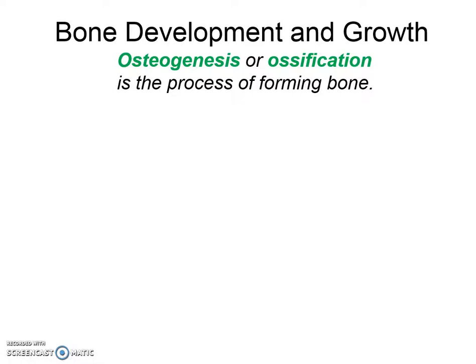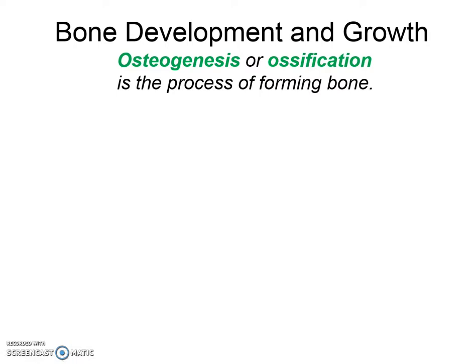We're going to talk now about bone development and growth. This is called osteogenesis. If you see the word osteo, that means bone, and genesis means to make new. So osteogenesis is the process of making new bone. Another word for it is ossification. So again, it's the process of forming bone.